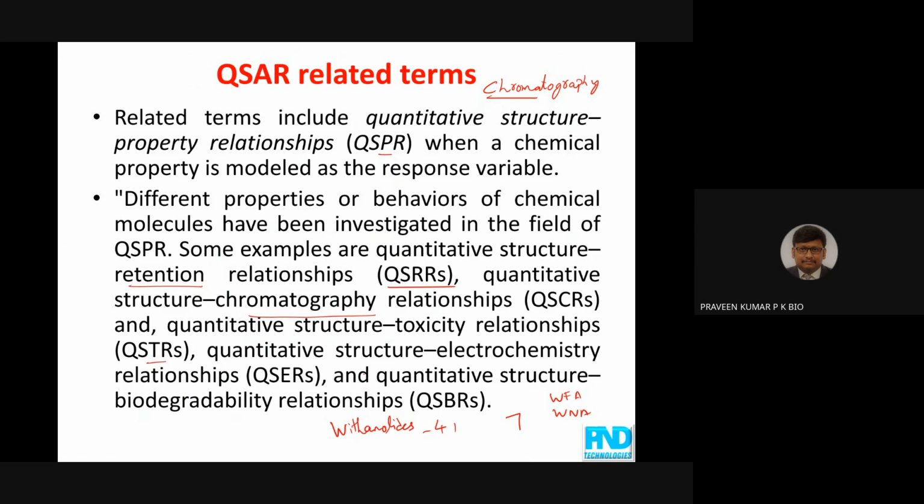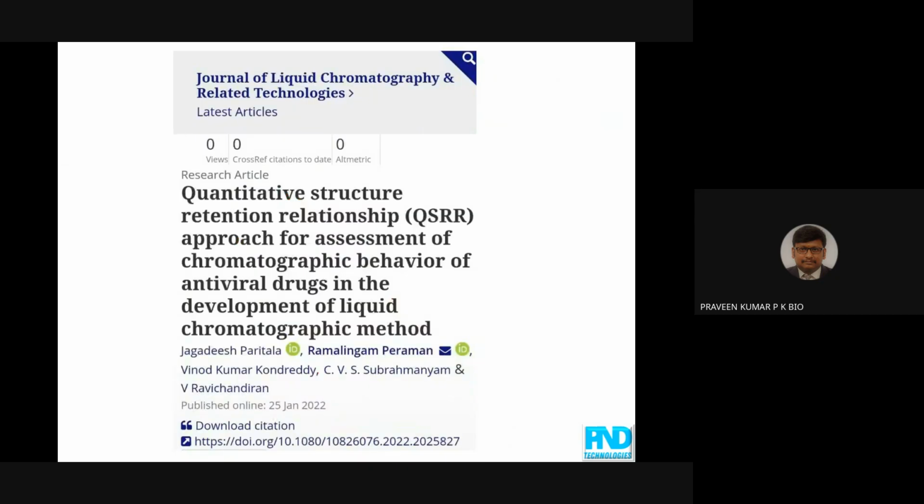Now, let me take you to the quantitative structure electrochemistry relationships. That is for the chemistry persons. For electroplating, they use this kind of electrochemistry relationships. For biodegradability, environmental engineers generally use these biodegradability studies. This is just a journal paper. We have a journal called Journal of Liquid Chromatography. Liquid chromatography, gas chromatography, these are the general chromatography techniques we use.